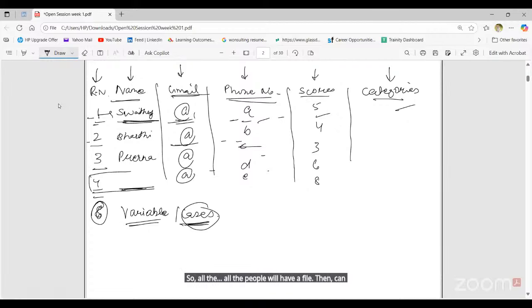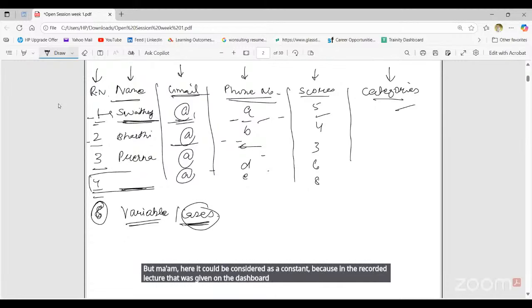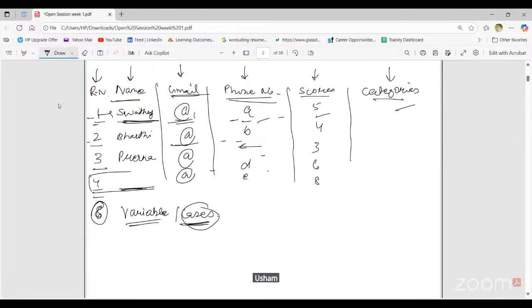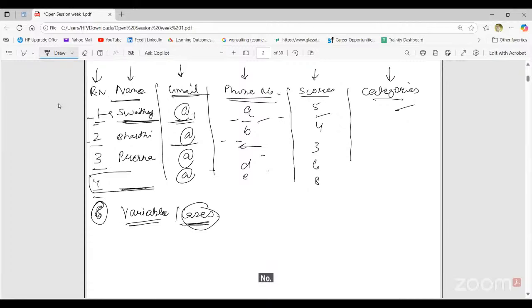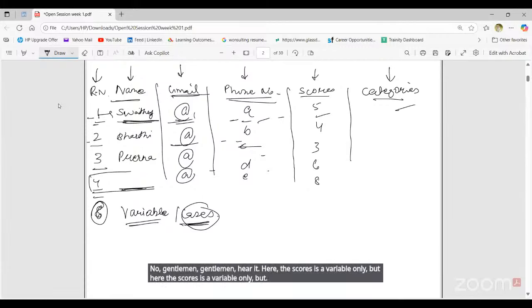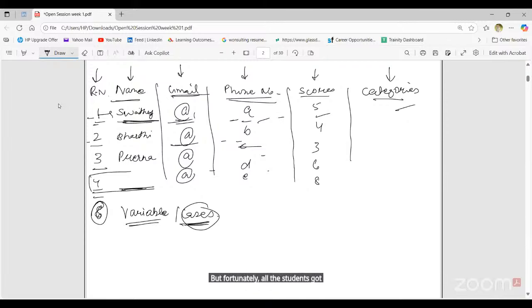Then can you tell that scores also would be considered as a constant here? Because in the recorded lecture given on the dashboard, Usha ma'am told that if the values are not varying and it is the same throughout the column, then it would be considered a constant, whether it is numerical or categorical. Here the scores is a variable only. But fortunately, all the students got good marks and everyone got the same. Take it as a case.